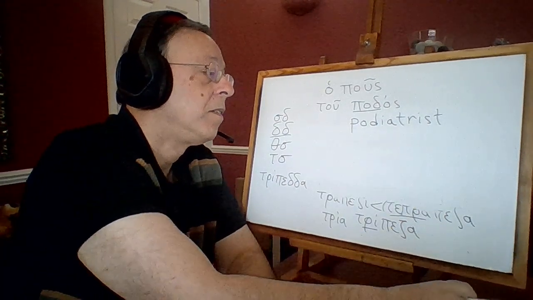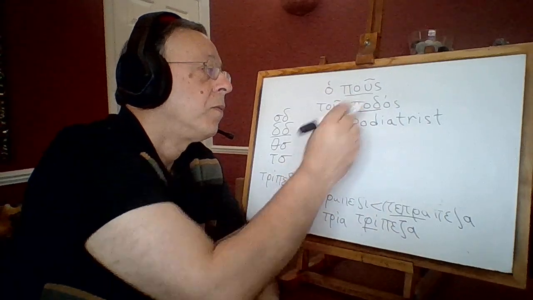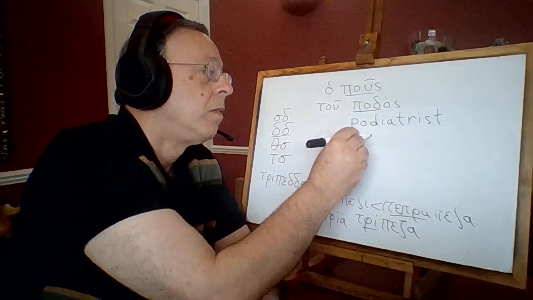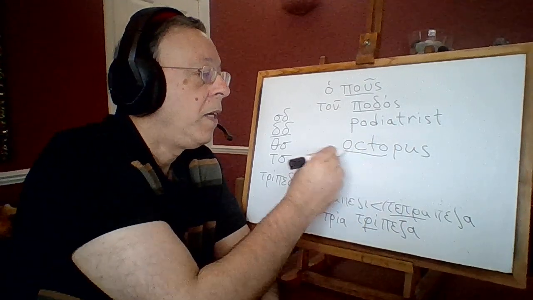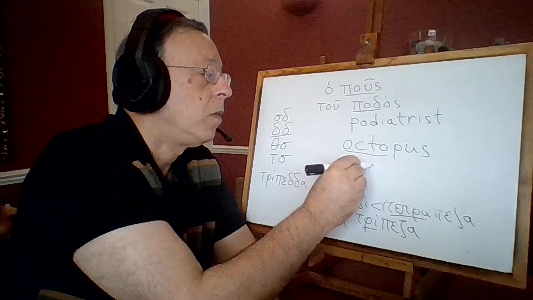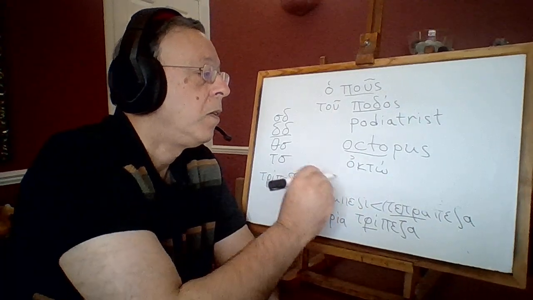In English, from that, we get words like octopus. This comes from the word octo, which means 8. 8 legs.